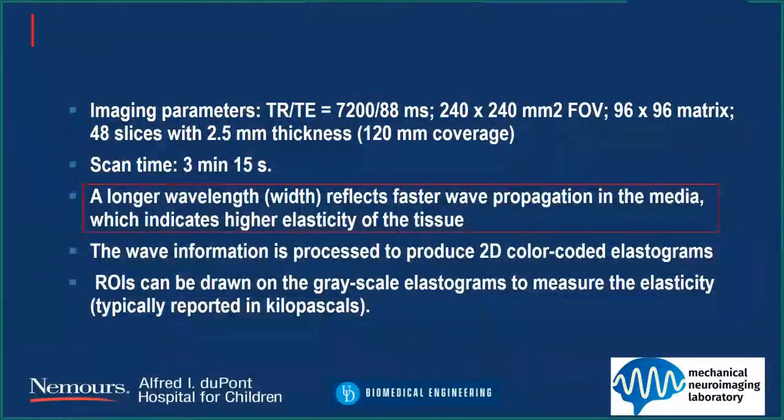The important concept over here is a longer wavelength reflects faster wave propagation in the media, which indicates higher elasticity of the tissue. The MRE data acquired are input into the nonlinear inversion algorithm, and it returns a viscoelastic complex shear modulus from which stiffness can be calculated. Now, this wave information is used to process 2D color-coded elastograms, and quantitative grayscale maps from which ROIs can be drawn and stiffness can be calculated.